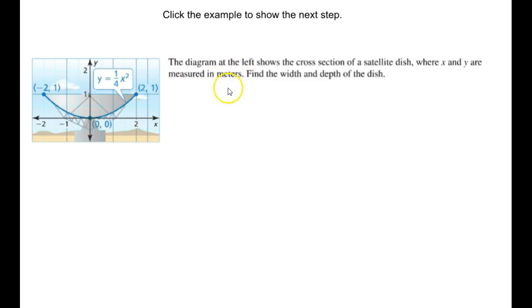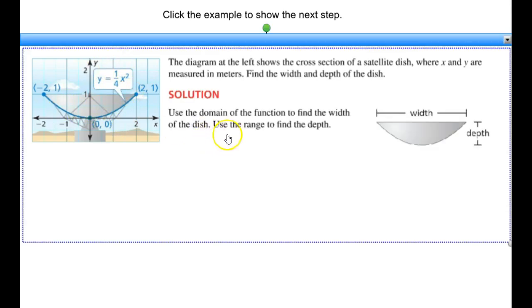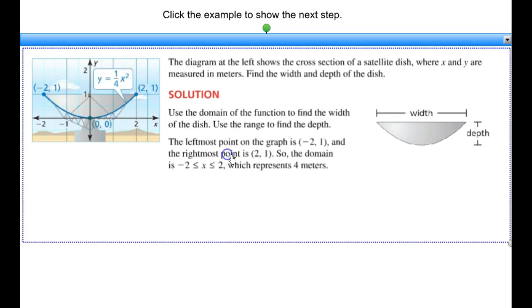The diagram at the left shows a cross section of a satellite dish where x and y are measured in meters. Find the width and depth of the dish. So depth and width. I see that I've got my equation and I've got several points that I'm given. So I want to use the domain of the function to find the width of my dish, and I know that I can use the range to find the depth.